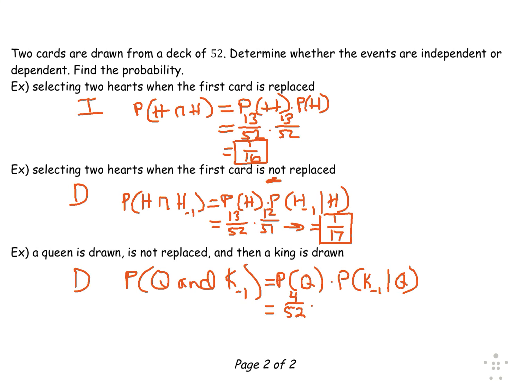Now we have 1 less card in the deck when we try the second pull for a king, but we still have all 4 kings in the deck because we pulled a queen for the first time. So the numerator stays the same, but the denominator is 1 less. Multiplying that as a fraction in reduced form is 4 over 663.